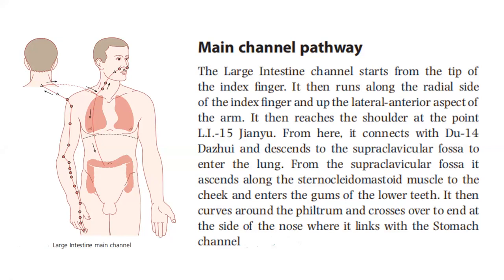From the supraclavicular fossa, it ascends along the sternocleidomastoid muscle to the cheek and enters the gums of the lower teeth. It then curves around the philtrum and crosses over to end at the side of the nose, where it links with the stomach channel.